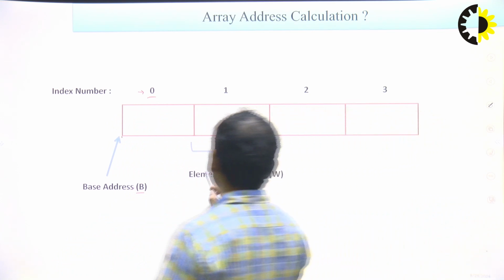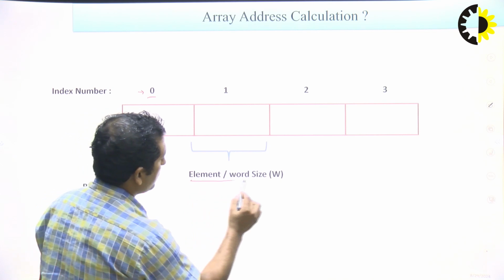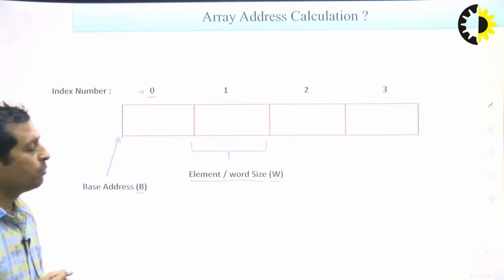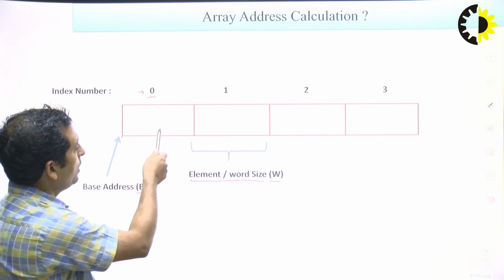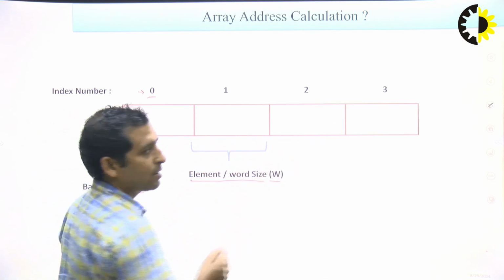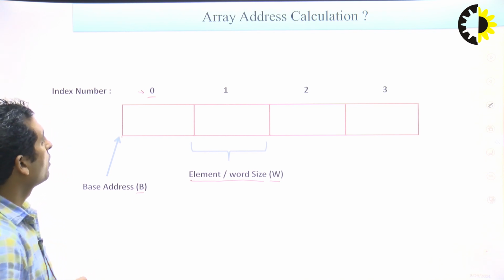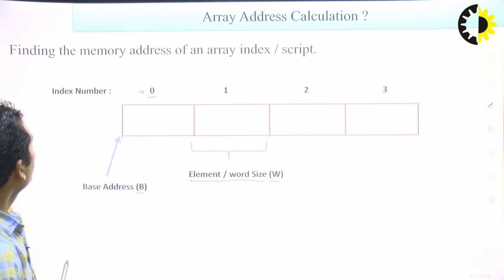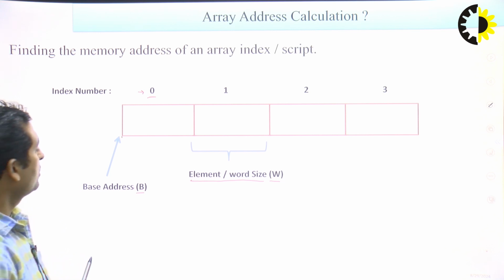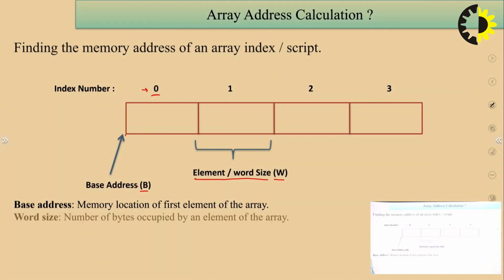Now, each element occupies some bytes in memory. Let this be W, because it has the homogeneous data type. So, each element occupies the same amount of memory. Let this be W. Now, for finding the memory address of an array index, the base address is the memory location of the first element of the array, and the word size is the number of bytes occupied by an element of the array.